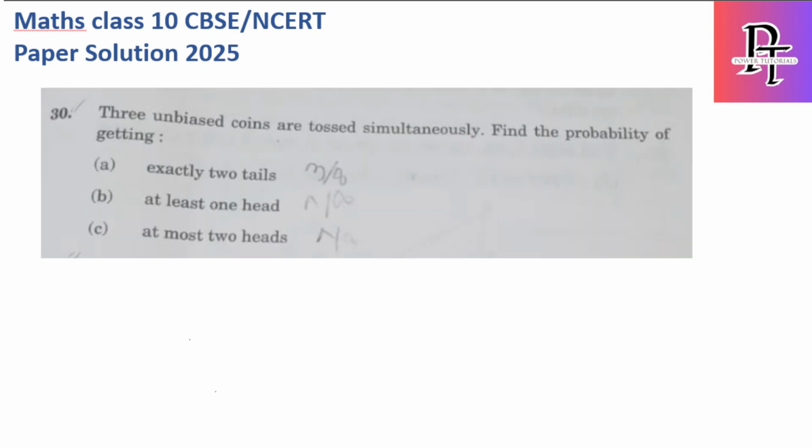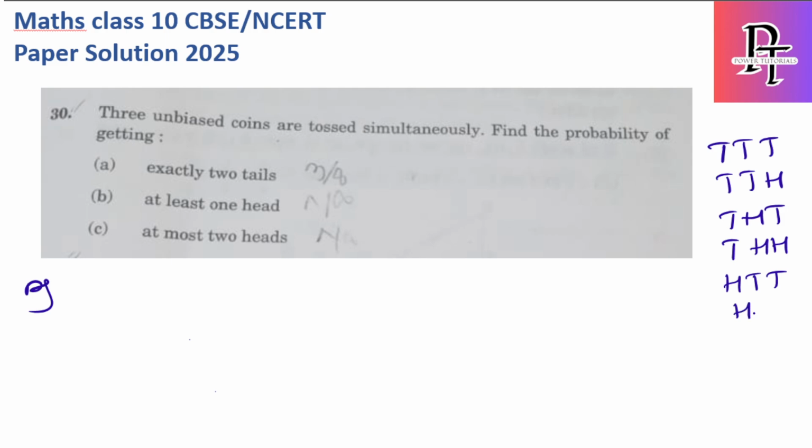Okay, let's move to the next one. 3 unbiased coins are tossed simultaneously. Find the probability of 2 tails. Okay, so 3 coins. So I will write all the 8 possibilities. I'll write it here. TTT, TTH, THT, THH, HTT, HTH, HHT, HHH. These are all the 8 possibilities when 3 coins are tossed.